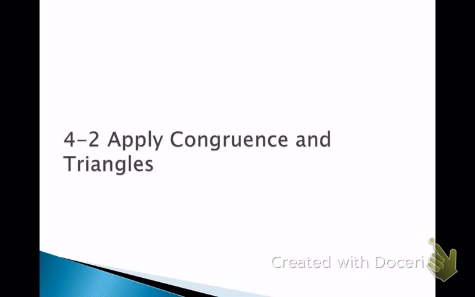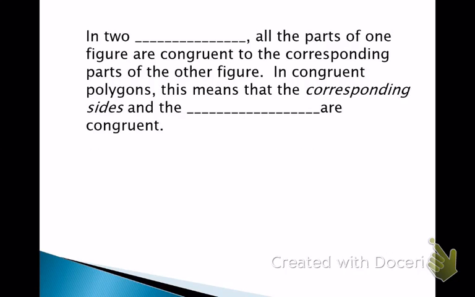Now let's talk about triangles being congruent. What does it mean for triangles to be congruent? Well, first of all, any two figures are congruent if all the parts of one figure are congruent to all the corresponding parts of the other figure. So in polygons, this means that the corresponding sides must be congruent and the corresponding angles must be congruent.